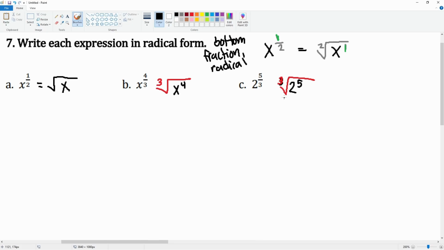All right, so there you go. That is how you convert the exponential form into the radical form.